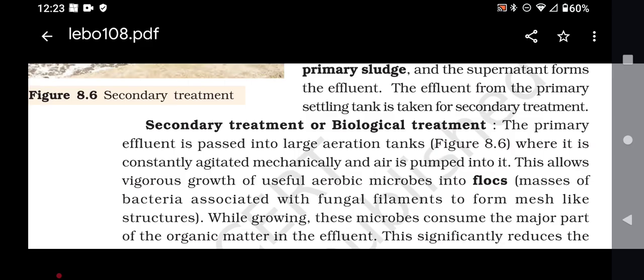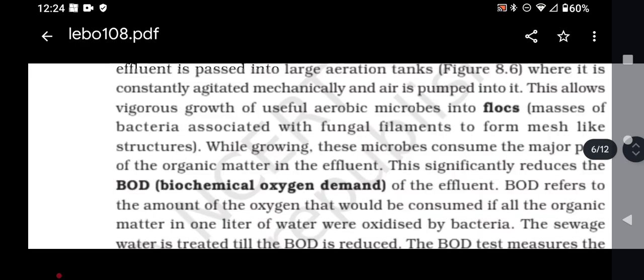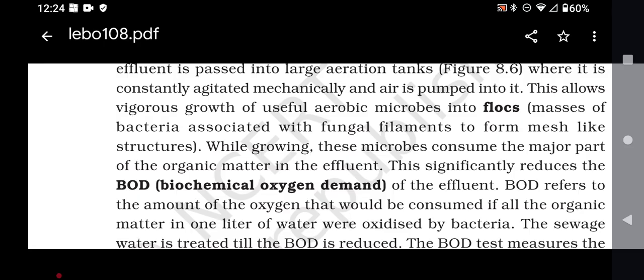The primary effluent is passed into large aeration tanks where it is constantly agitated mechanically and air is pumped into it. This allows vigorous growth of useful aerobic microbes into flocs, masses of bacteria associated with fungal filaments to form mesh-like structures. While growing, these microbes consume the major part of the organic matter in the effluent. This significantly reduces the BOD, biochemical oxygen demand, of the effluent.